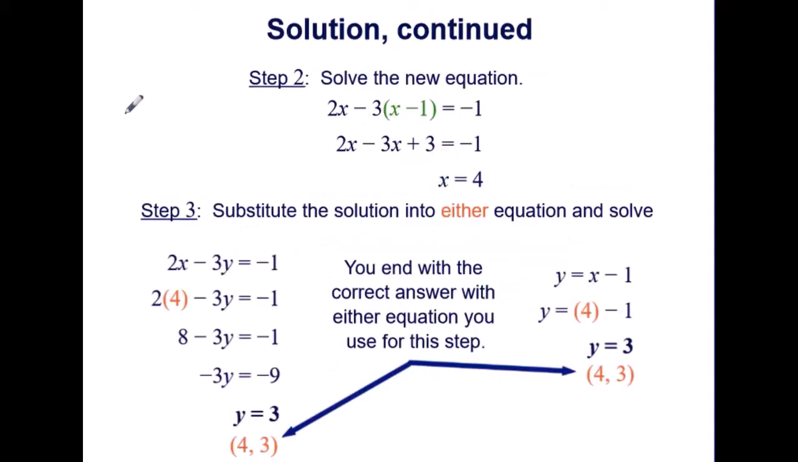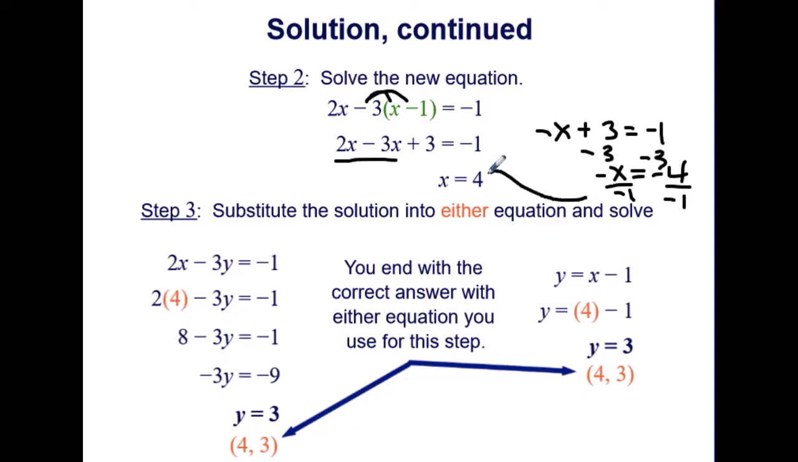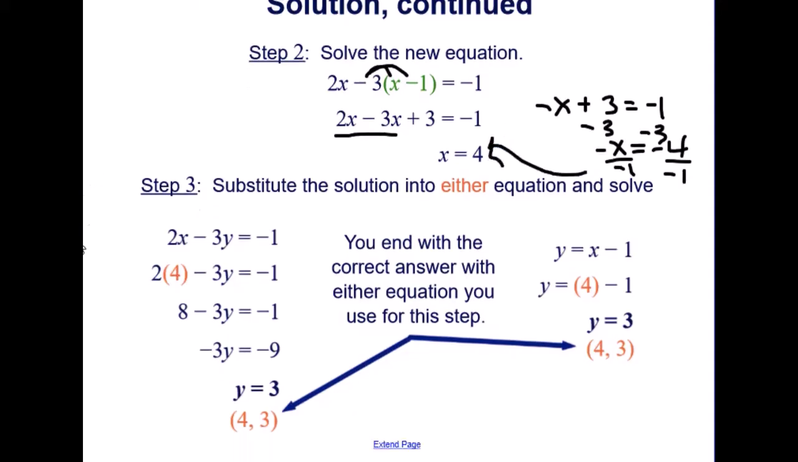So we can now solve the new equation. We'll distribute the negative 3, making 2x minus 3x plus 3 equals negative 1. 2x minus 3x is negative x plus 3 equals negative 1. Subtract 3 makes negative x equal negative 4, and divide by negative 1 to get x equals 4.